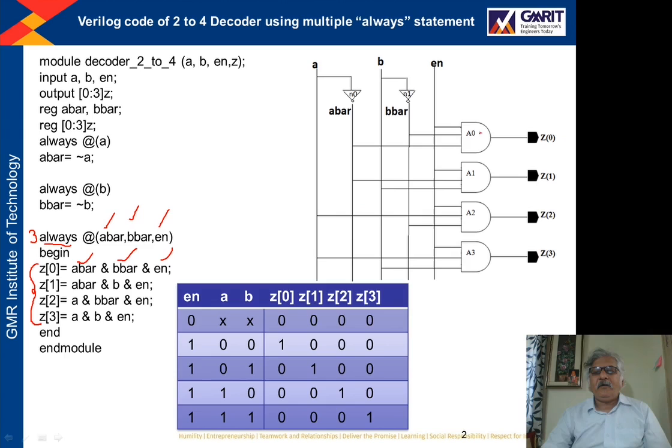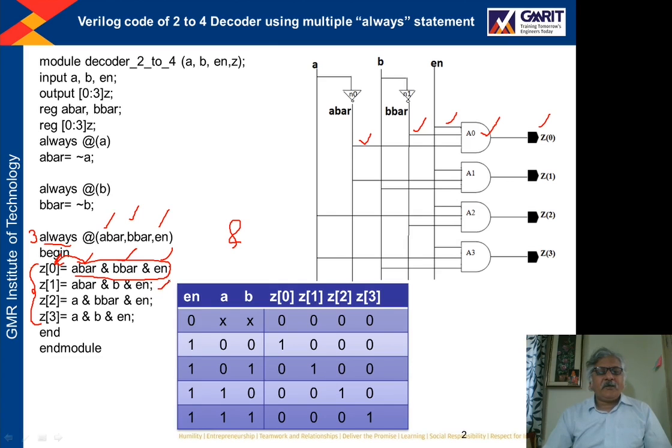So you can see here this Z0. How are we getting Z0? Enable, and here this is B bar and here this is A bar, and we want to perform the AND operation. So that's why this symbol ampersand is the symbol of the AND operator. So it will perform the AND operation over A bar, B bar and enable, and whatever value is evaluated here will be assigned to Z0.